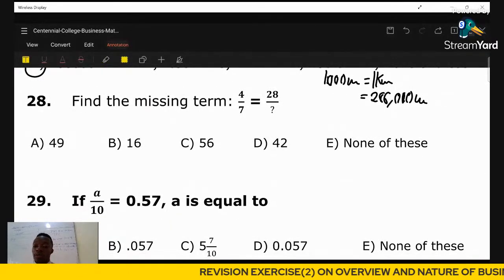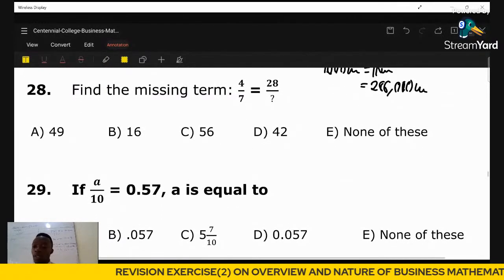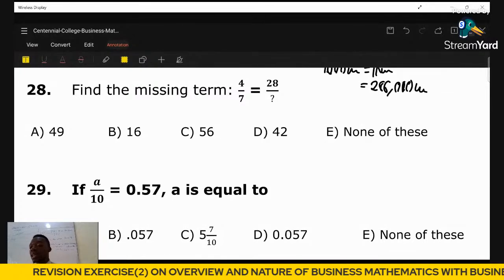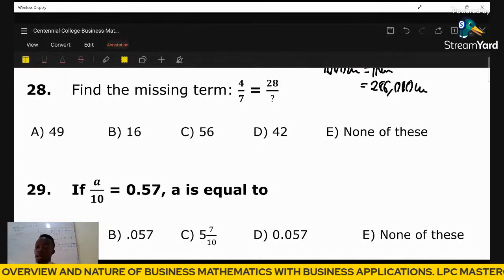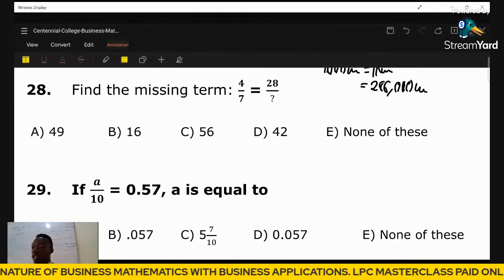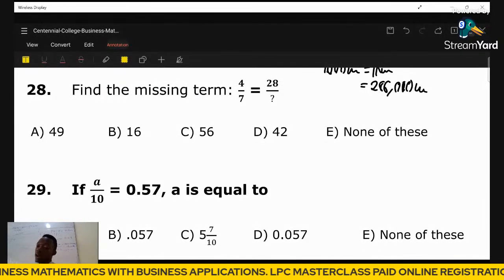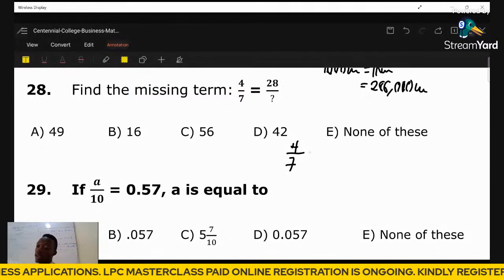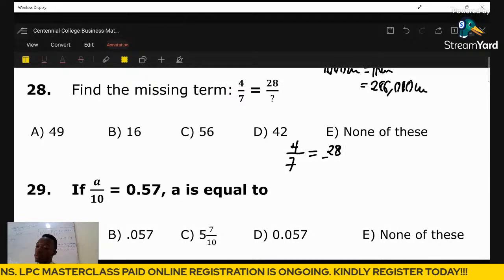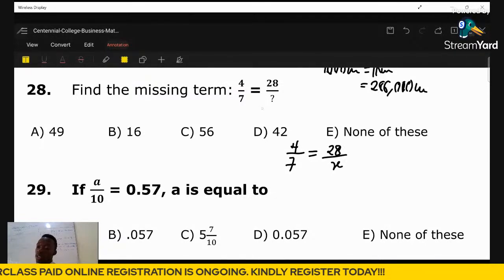Question number 28, sorry. We have to find the missing term. 4/7 is equal to 28 over what? So here it's more of a proportion. I have 4 out of 7, and that should be equal to 28 out of what? So I represent the question mark with X, right? So I'll solve for X.